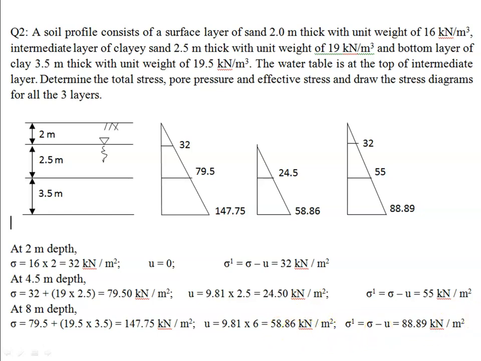After finding these values, then we have to plot the pressure distribution diagrams for total stress, pore water pressure and effective stress. So here total stresses at different depths are 32, 79.5 and 147.75. Then pore water pressure is 0, 24.5 and 58.86. Then effective stresses are 32, 55 and then 88.89.